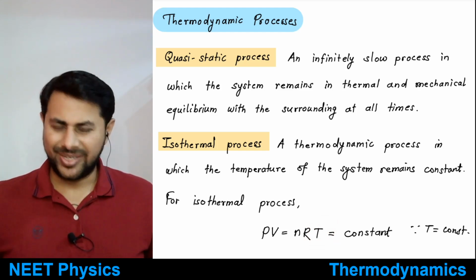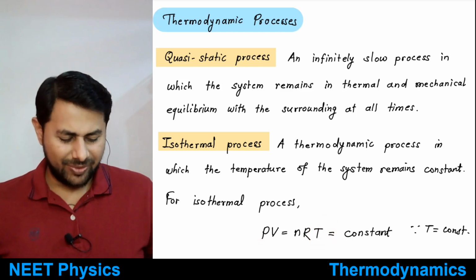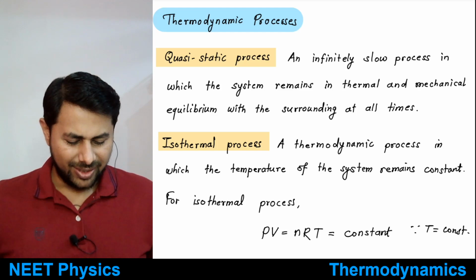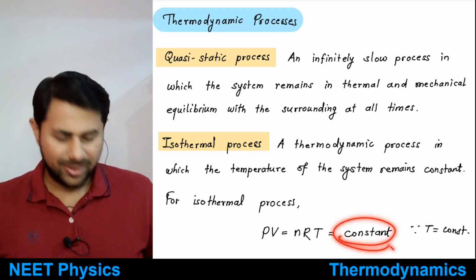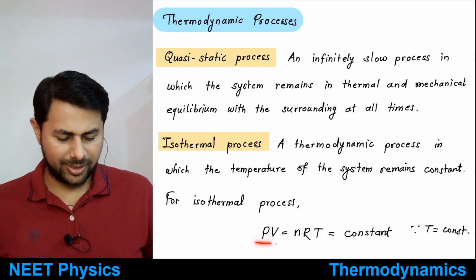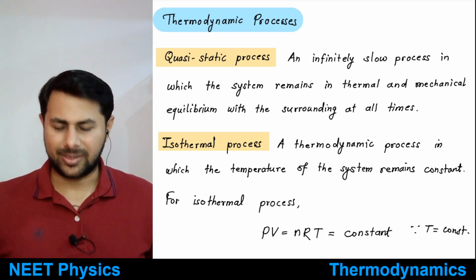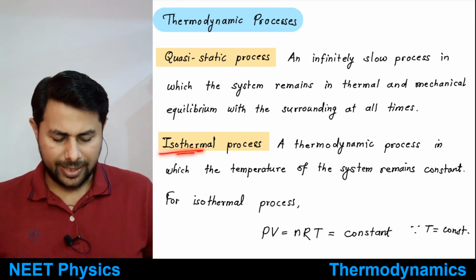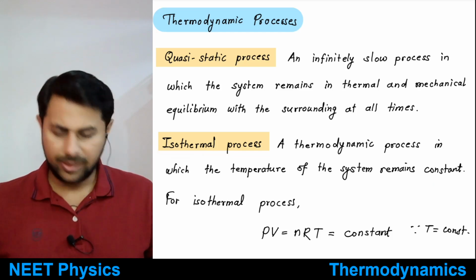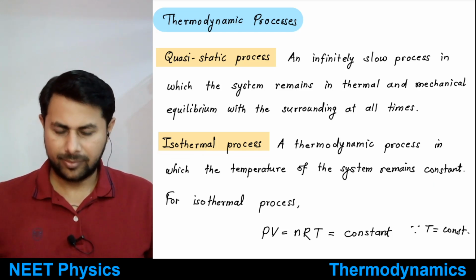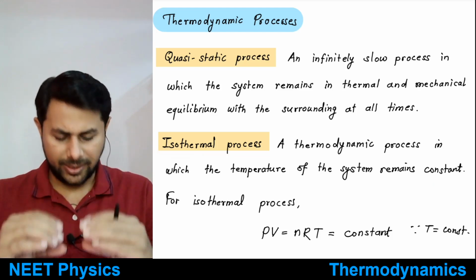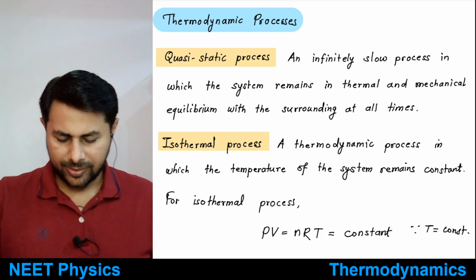All right, so what did I say? PV equals nRT. This is the ideal gas equation, it will be followed anytime. So here the temperature is constant means PV is constant, right? Temperature is constant means what? PV is constant. So in an isothermal process, the temperature of the system will remain constant throughout the process, whether the gas expands or whether the gas compresses.